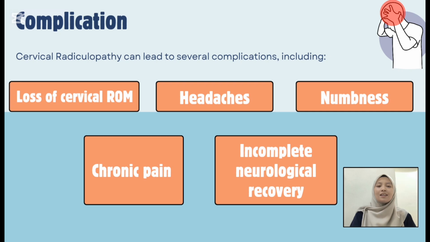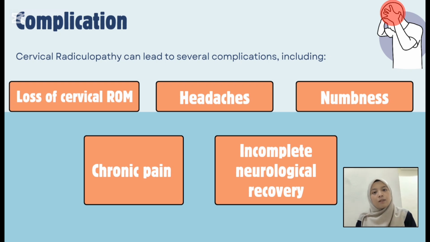So the first one is loss of cervical range of motion. Prolonged cervical radiculopathy may result in stiffness and reduced range of motion in the neck area. This limitation may arise from fibrosis of soft tissue or joint degeneration. Restricted neck mobility can hinder basic functions such as turning the head, and looking up and down. Further, it will impact daily life activity.